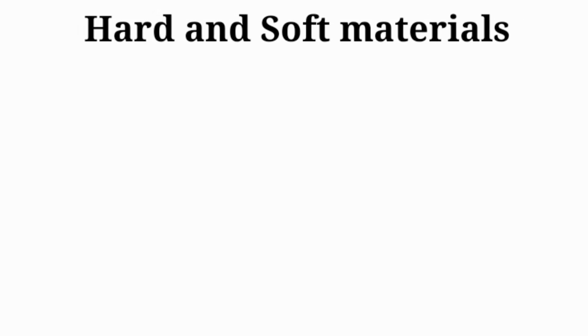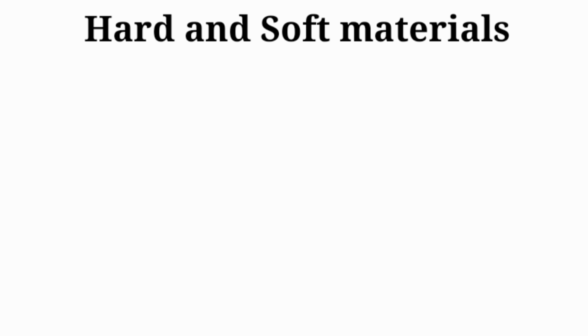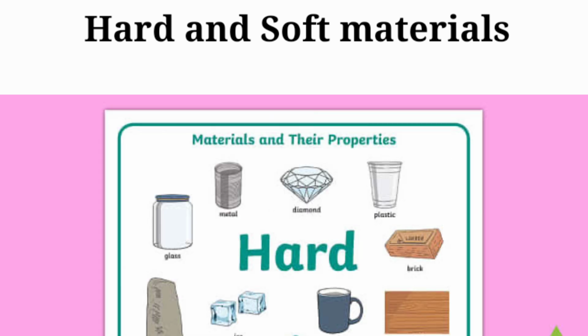The next properties of materials are hardness and softness. When you press some object, it will change its shape. This is known as a soft object. On the other hand, there are some materials that are hard to press. They are known as hard materials.